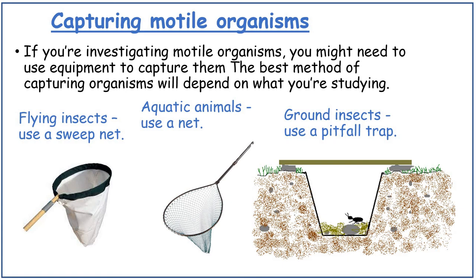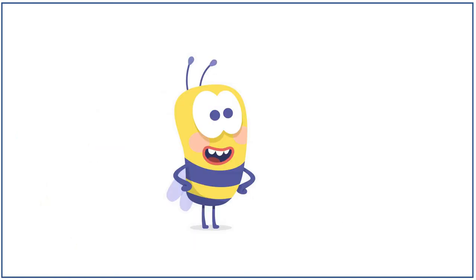Now if you wanted to capture motile organisms that are moving, you might need to use equipment to capture them. So the best method of capturing organisms will depend on what you're studying. So if it's a flying insect, then you'd probably use a sweep net. If it's an aquatic animal, you'd use a net. If it's a ground insect, you'd probably use a pitfall trap. So they are the different methods of studying populations in an ecosystem.